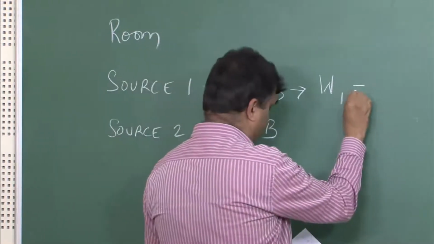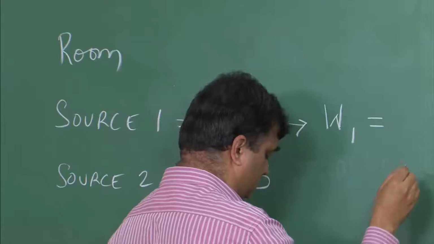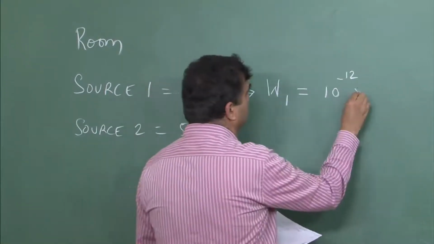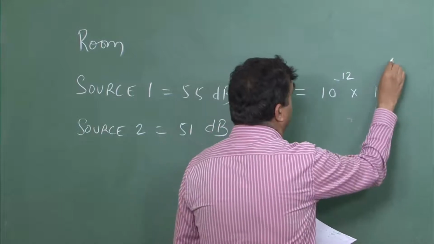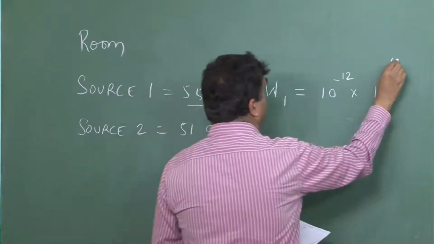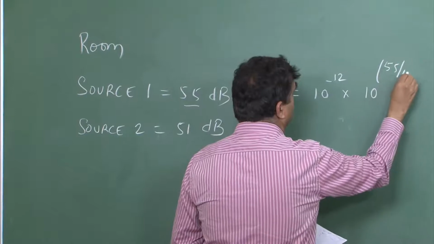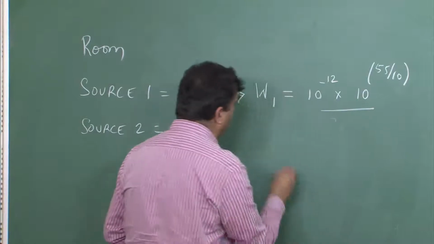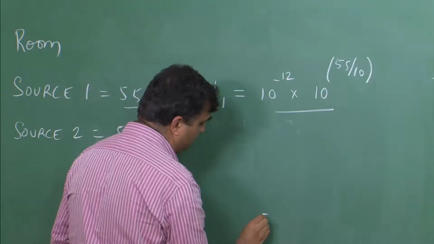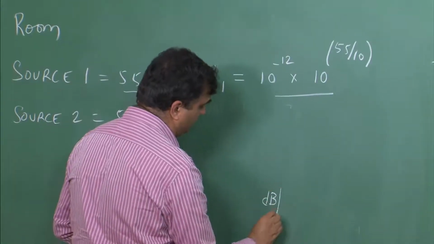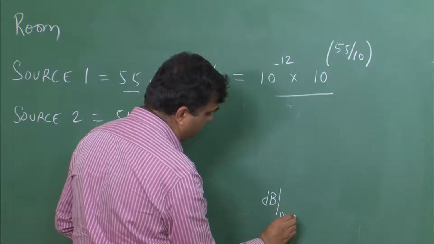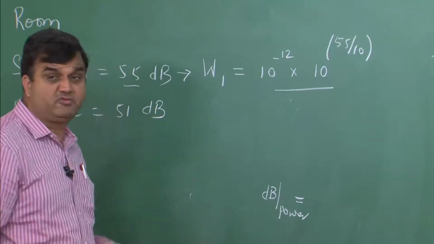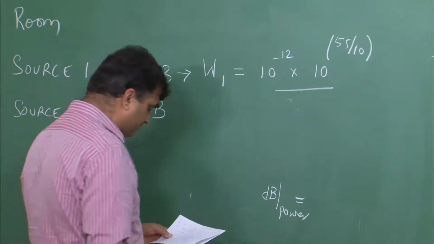So W1 is equal to 10 to the power of minus 12 times 10 to the power of 55 over 10. How did I get this? I got this because I know the dB formula for power. So this method is for power, but if you have pressure, you can do it in the same way.